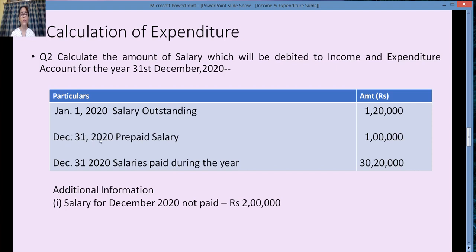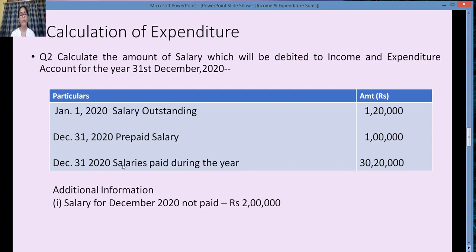On December 31st, 2020, which is the end of the financial year, prepaid salary is 1 lakh. That means it is paid. Prepaid means that at the end of the year, it relates to the next financial year, 2021. So 1 lakh has already been paid in relation to 2021.